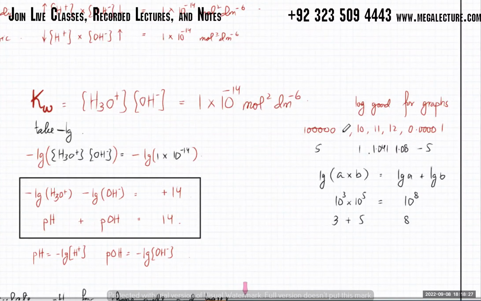So if you have this number 100,000, if you take log of this, it is 10 power 5, so you get 5. This is 10 power 1. You see that this is 10 power minus 5. तो log के अंदर numbers जो आते हैं ना, they're very good for making graphs.